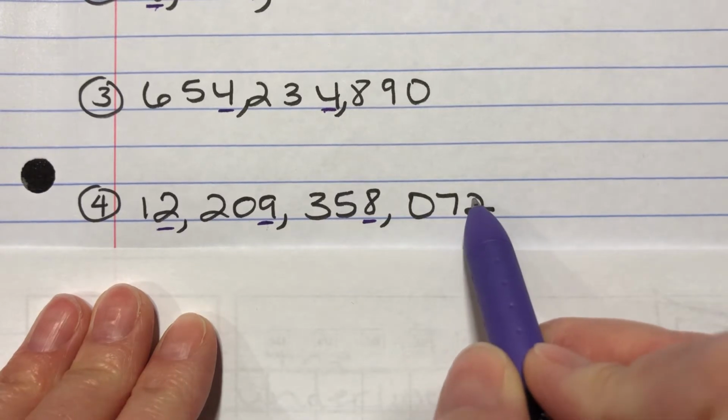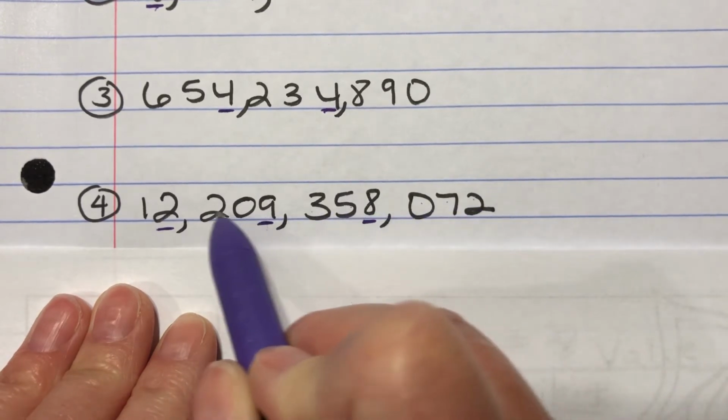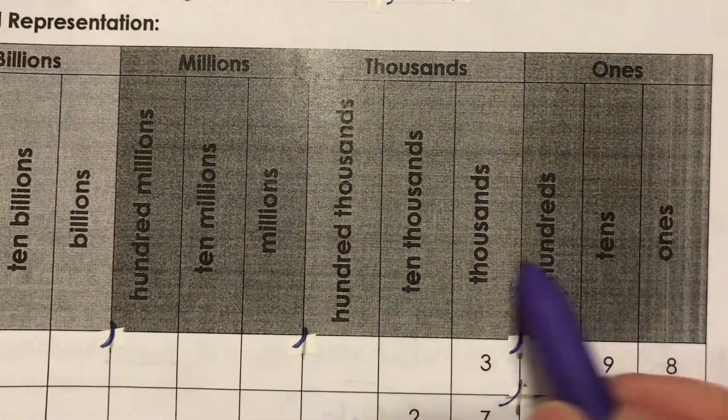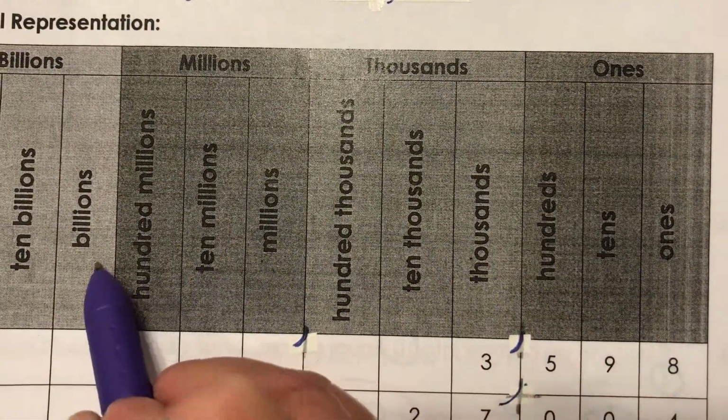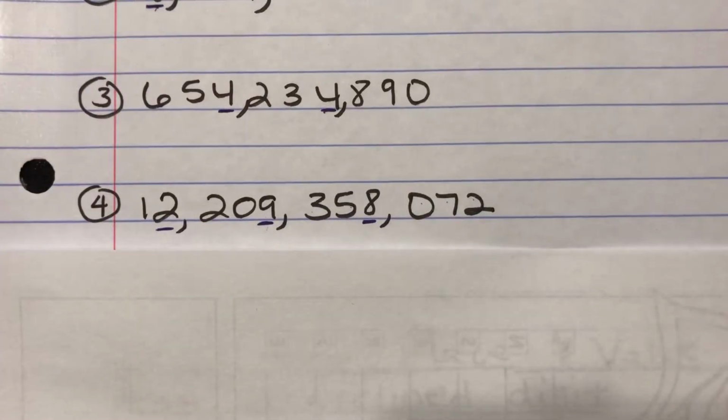Count the number of digits, 1, 2, 3, 4, 5, 6, 7, 8, 9, 10. This is in the 10th one over. And you can use this to go 1, 2, 3, 4, 5, 6, 7, 8, 9, 10 over to find that place. Once you do that enough times, you'll begin to have those places memorized.